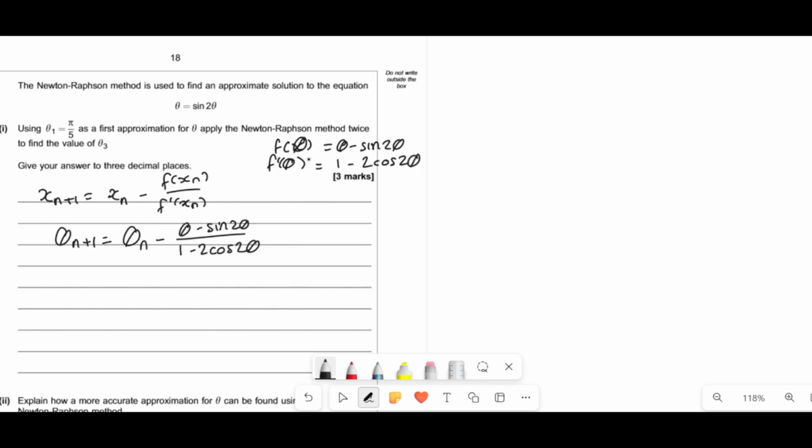You just look at the formula and put the bits in. They've told you that the first value is pi over 5. All you do is stick that in and then keep hitting answer until you get what you need. Make sure you're in radians. If I put pi over 5 into this, it will be pi over 5 minus sine 2 pi over 5 over 1 minus 2 cos 2 pi over 5. So theta 1 is that, theta 2 is roughly 1.473226. Then theta 3 is roughly 1.0413, so it's going to be 1.041.